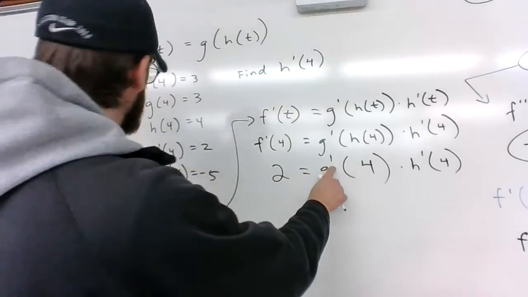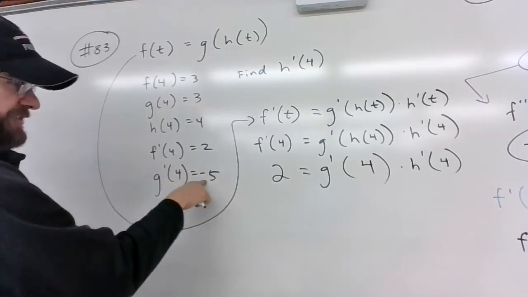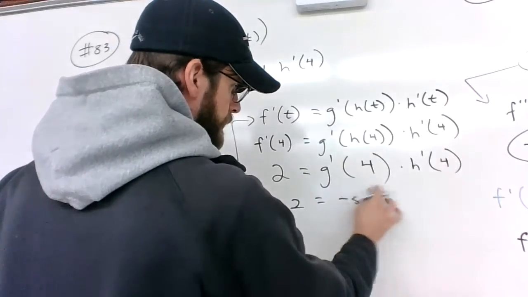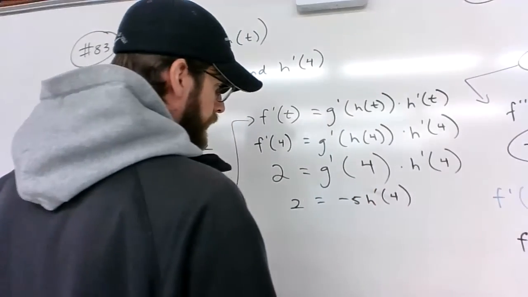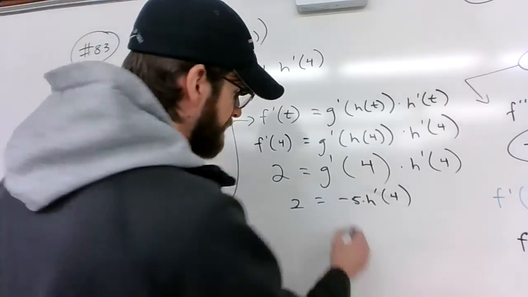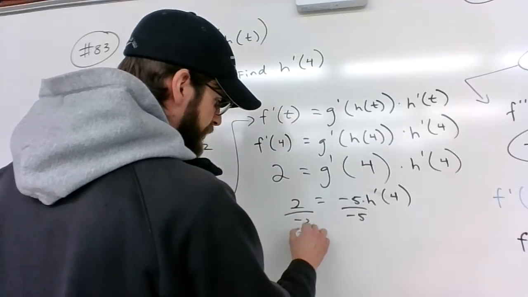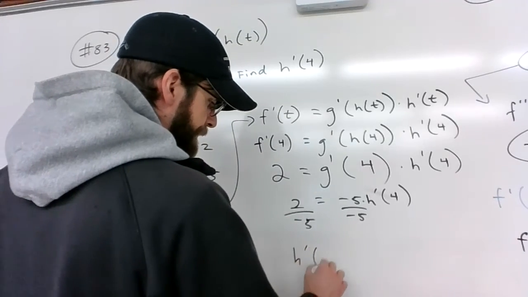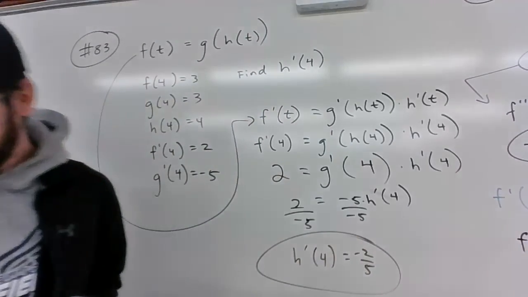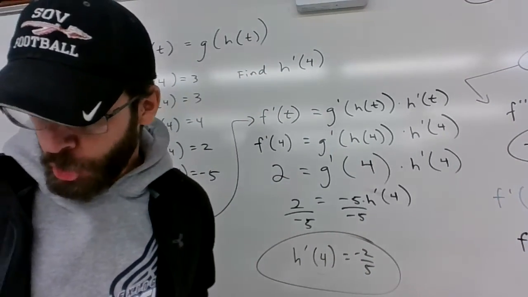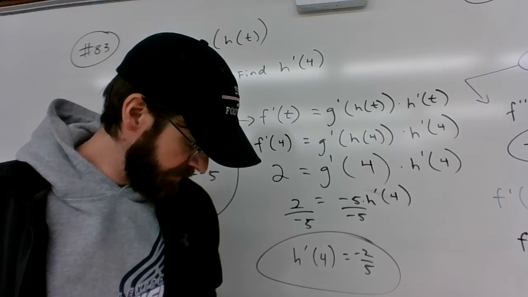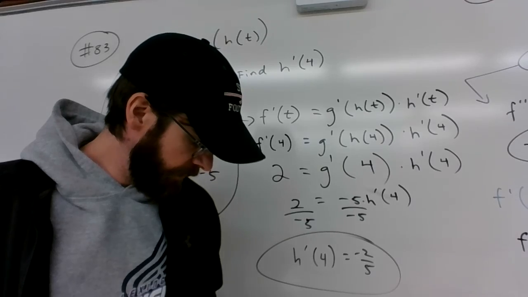Then I can do another replacement of G prime of 4. That's negative 5. To get this by itself, you just got to divide by negative 5. Huh, that wasn't so bad. H prime of 4, it's negative 2/5. Double check our answer. Correct. All right, so does that change anything at all for me? No, I don't think so. All right, we're good.